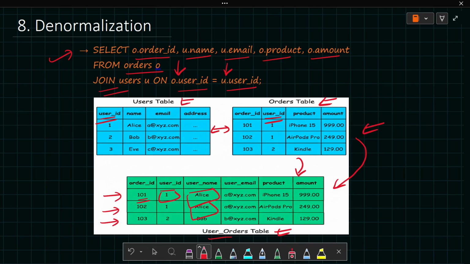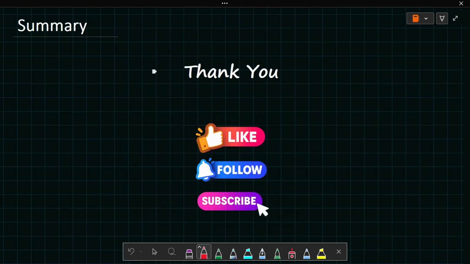So instead of using separate tables, you are doing the denormalization. You are using a single table. I know there is redundancy, but you are also reducing the delay, and you are also increasing the fetch speed. I hope you guys have understood all the concepts.